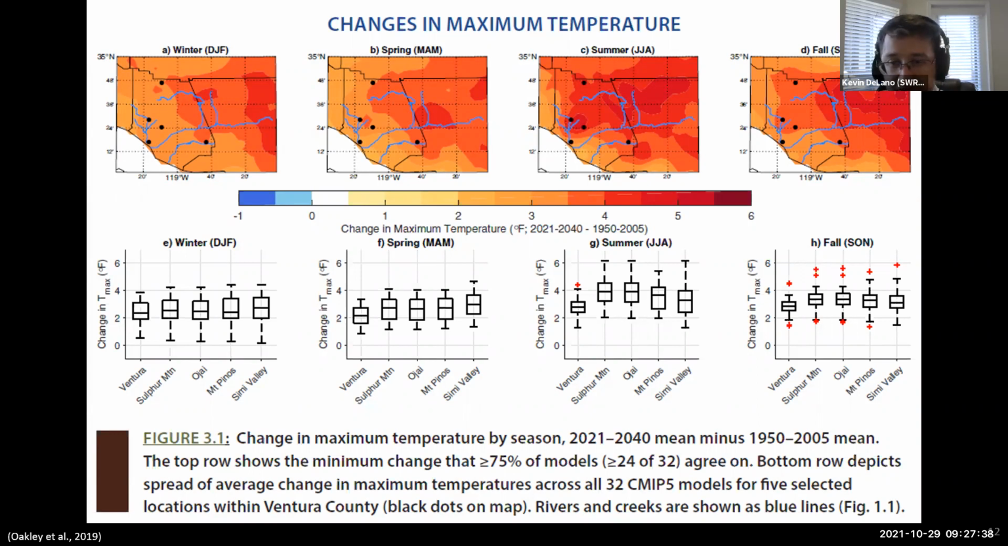To get a sense of what the 75th percentile looks like, you can look at this middle row, and these are box and whisker plots for all 32 global climate model runs for Ventura County. The 75th percentile is the horizontal line at the top of each box. For example, in the summer in Ventura, the 75th percentile for the max change in temperature is about 3 degrees Fahrenheit. And in Ojai, it's about 4.5 degrees Fahrenheit. So we will see temperature increases in all seasons, as these top horizontal lines of each box and whisker plot show, with summer being the highest.